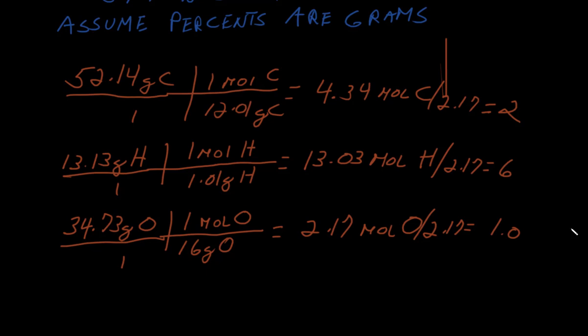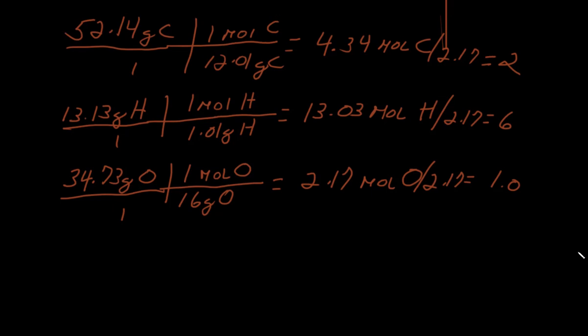So our empirical formula would end up being carbon, we've got 2 carbons, so we'll have C2. Hydrogen we have 6, so H6, and oxygen we have 1. So there's our lowest whole number ratio, and we determined the subscripts for this particular compound here. So that's how you figure out when you start doing empirical formulas.